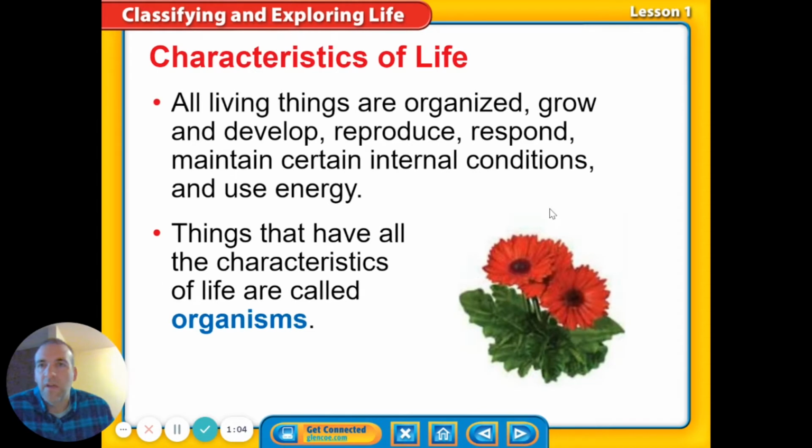So first of all living things are organized. They have to grow and develop, reproduce, respond to their environment. They have to maintain certain internal conditions, and they have to use energy. That's just the listing of the 6 characteristics of living things in one sentence. Anything that has all of these characteristics is called an organism. Another definition for an organism is a living thing. So anything that has all the characteristics of living things, that's called an organism.